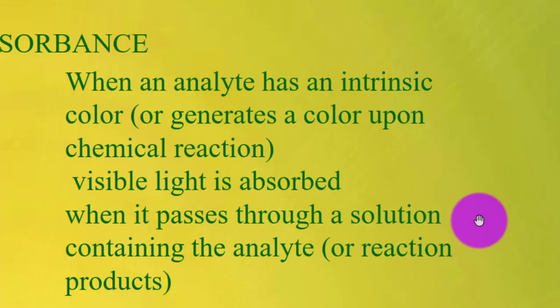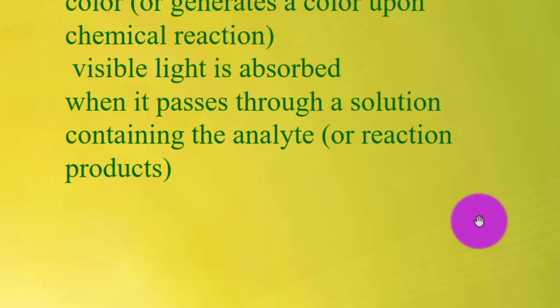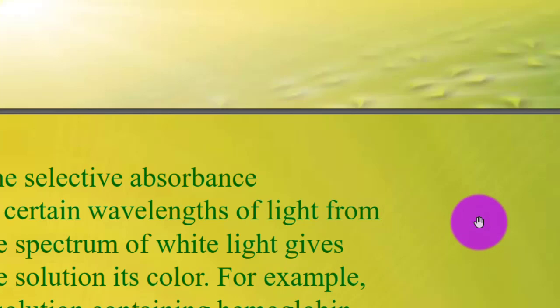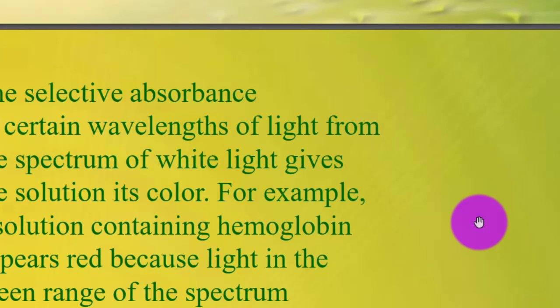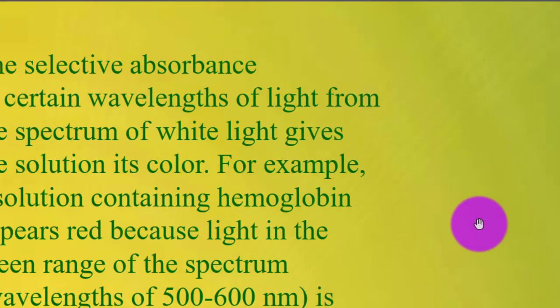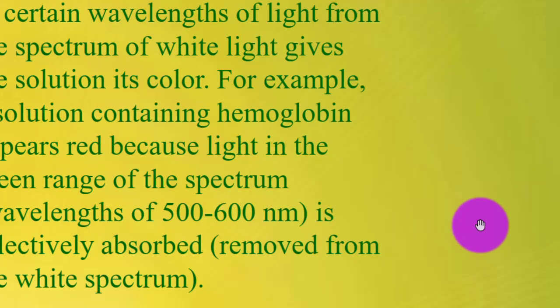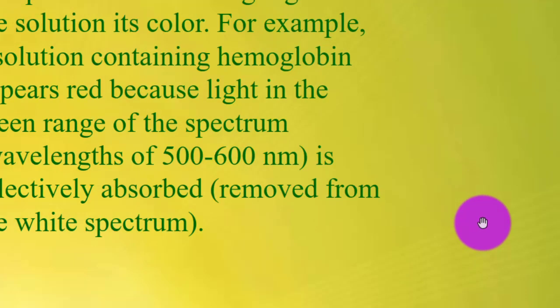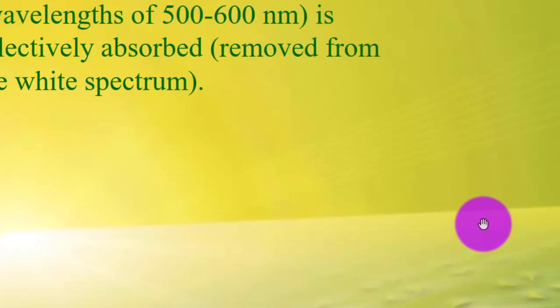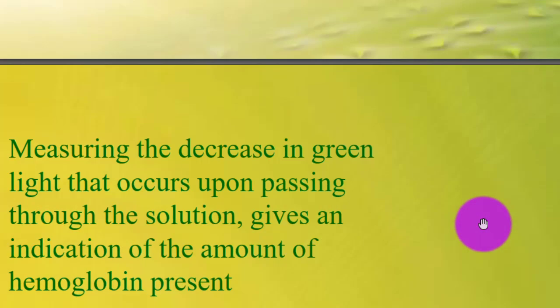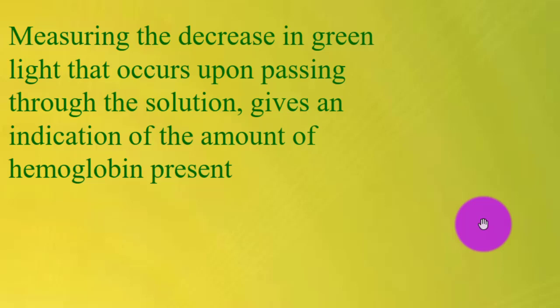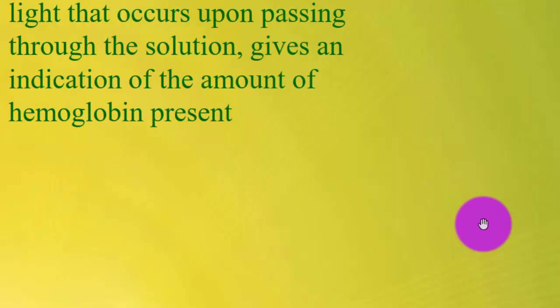Absorbance: when an analyte has an intrinsic color or generates a color upon chemical reaction, visible light is absorbed when it passes through a solution containing the analyte or reaction products. The selective absorbance of certain wavelengths of light from the spectrum of white light gives the solution its color. For example, a solution containing hemoglobin appears red because light in the green range of the spectrum, wavelengths of 500-600 nanometers, is selectively absorbed, removed from the white spectrum. Measuring the decrease in green light that occurs upon passing through the solution gives an indication of the amount of hemoglobin present.